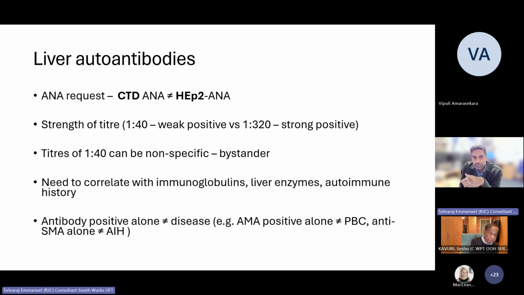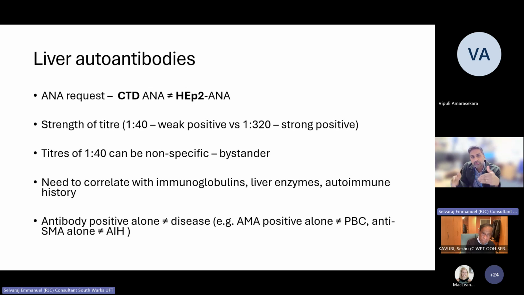The second thing is that the strength of the titer is not reported locally in our lab. Some labs outside, for example when I was in Oxford, reported the strength of the positivity of the ANA or the anti-smooth muscle antibody, because it's important. A weak positive, say 1 in 40, as opposed to 1 in 320 or 640, can be just an innocent bystander. It can be positive in fatty liver disease, in alcohol-related liver disease, and sometimes for no reason. 1 in 40 is not very diagnostic, but when 1 in 320 is strongly positive, that is more likely to point you in the direction of autoimmune hepatitis or autoimmune liver diseases.